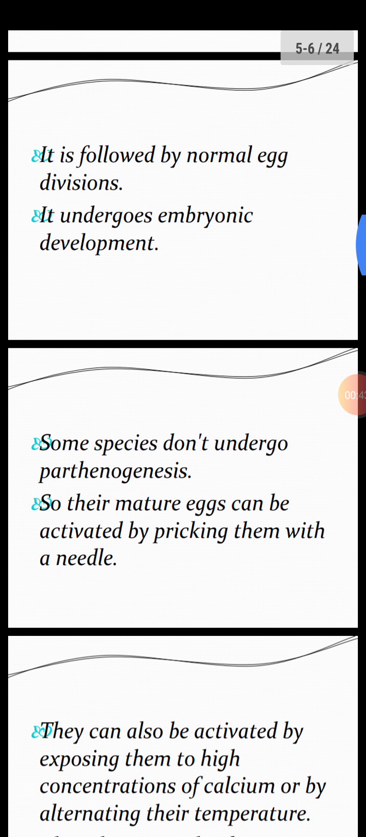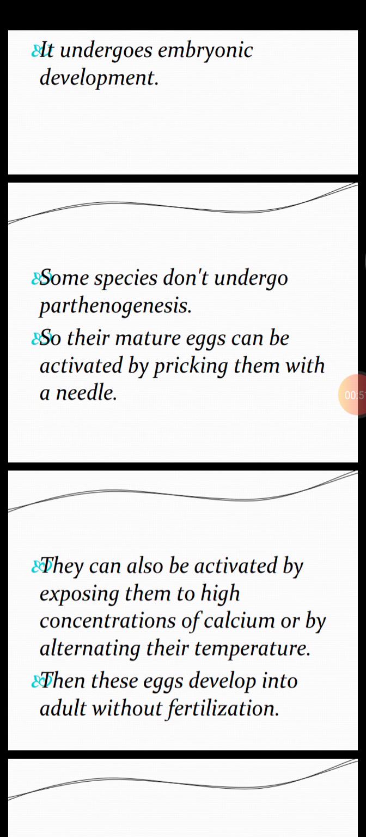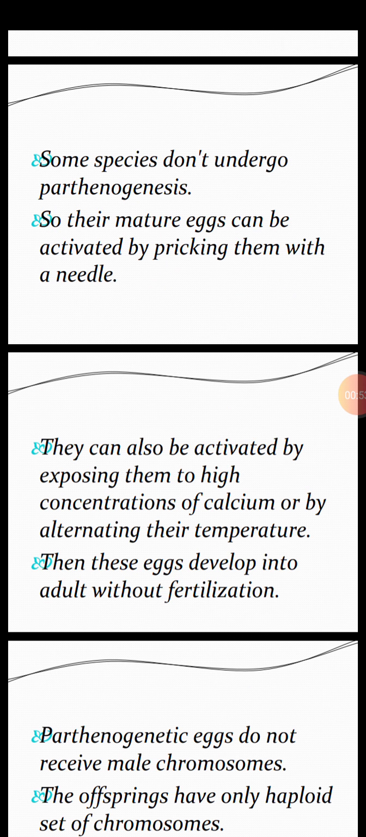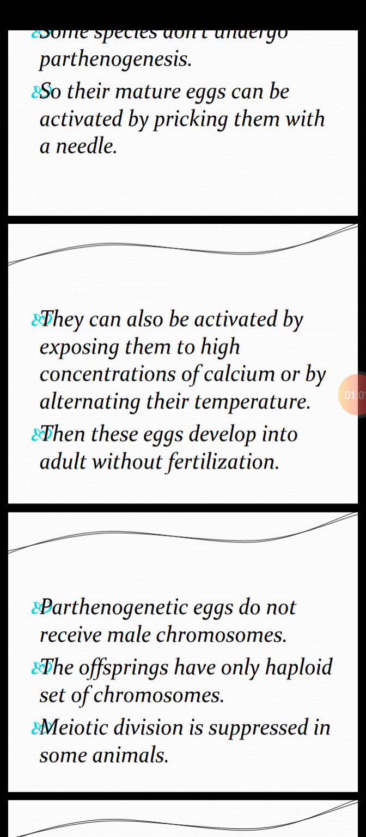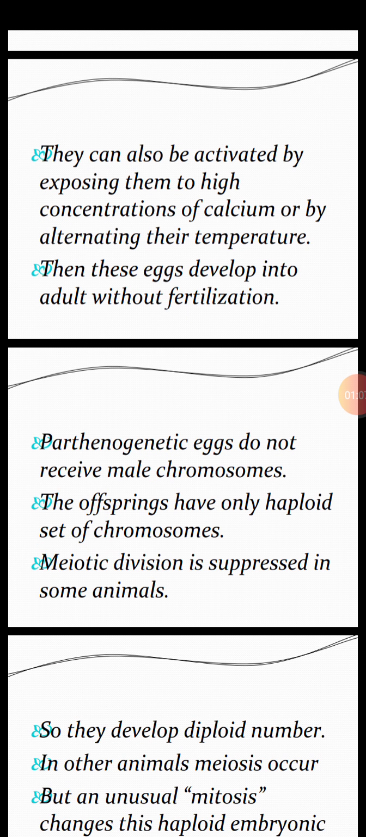Some species do not naturally undergo parthenogenesis. In this case, their mature eggs can be activated by pricking them with a needle. These eggs can also be activated by exposing them to high concentrations of calcium or by altering the temperature. Then these eggs will develop into adults without fertilization, that is parthenogenesis.